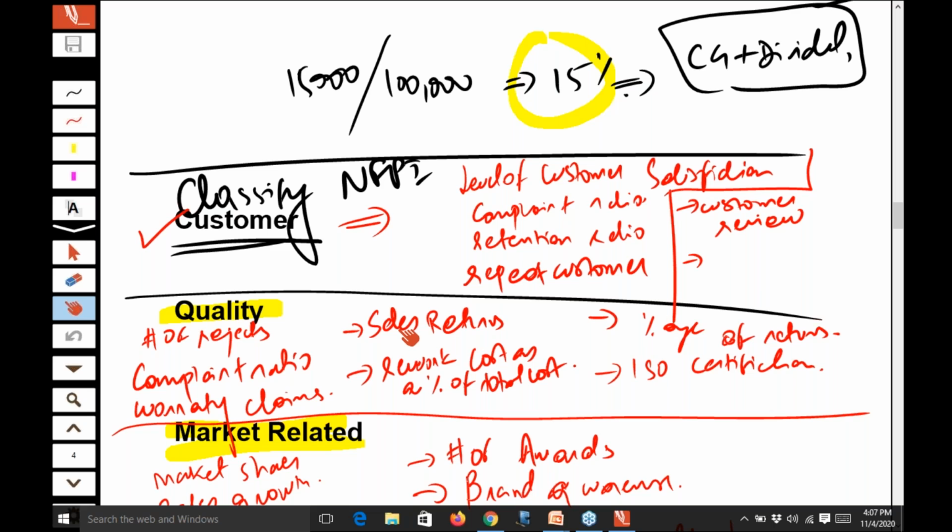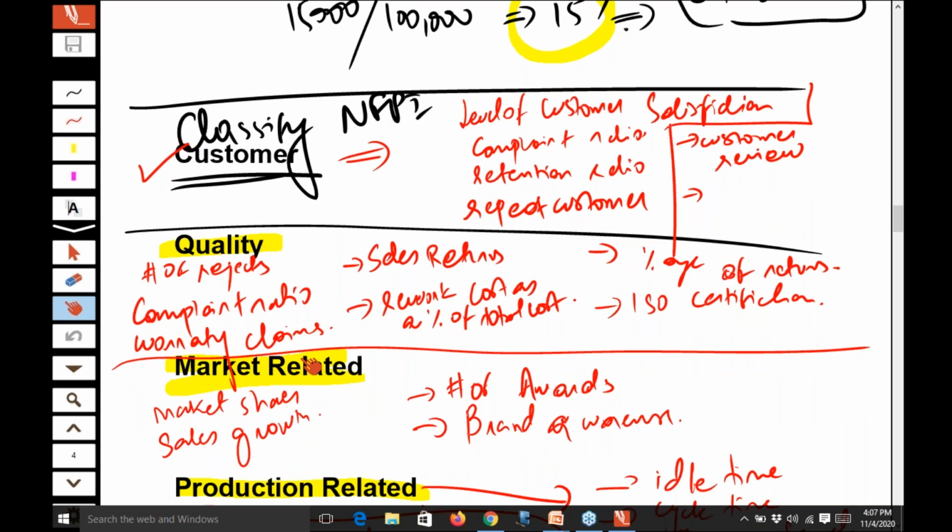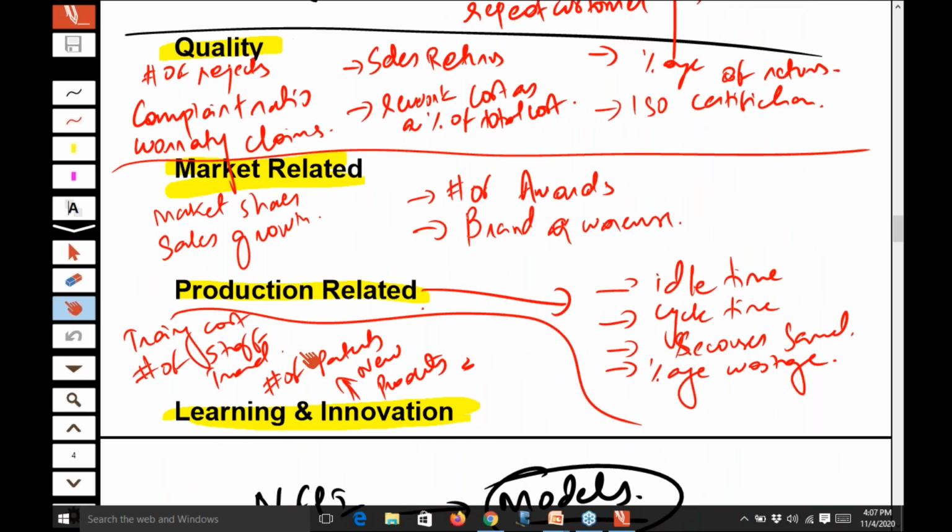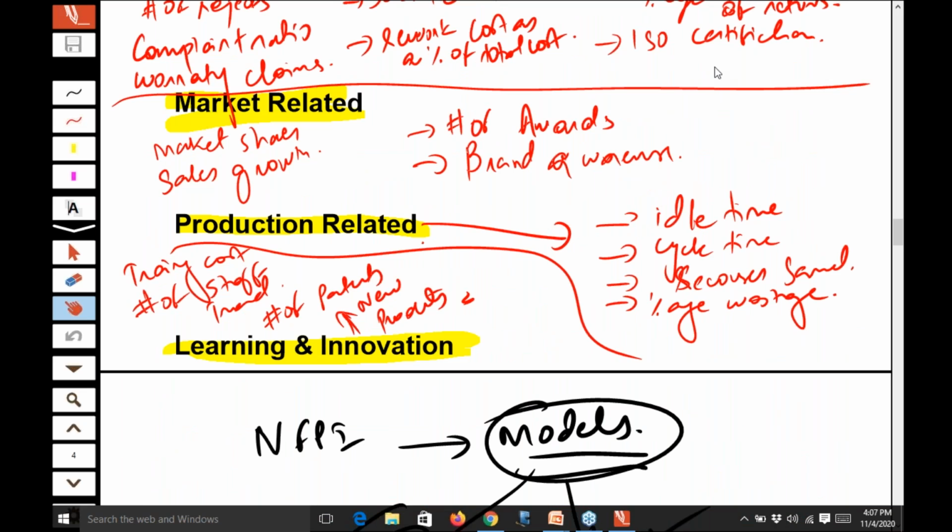At the same time, we talked about the market related non-financial performance indicators. We talked about the production related non-financial performance indicators and the learning and innovation. So we talked about these different non-financial performance indicators.